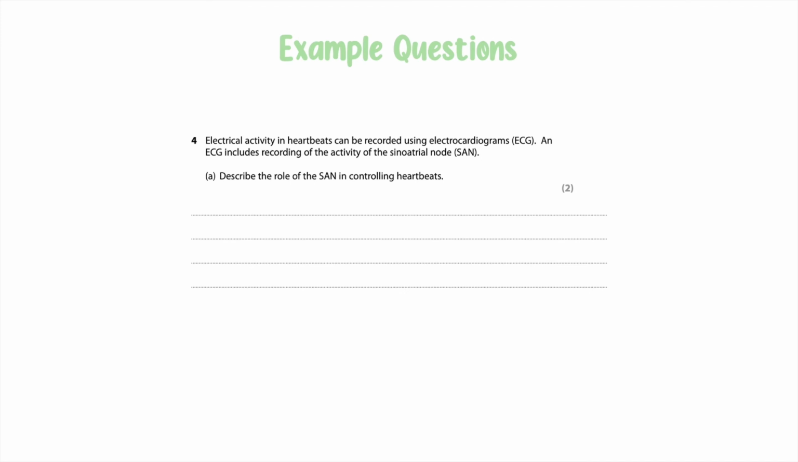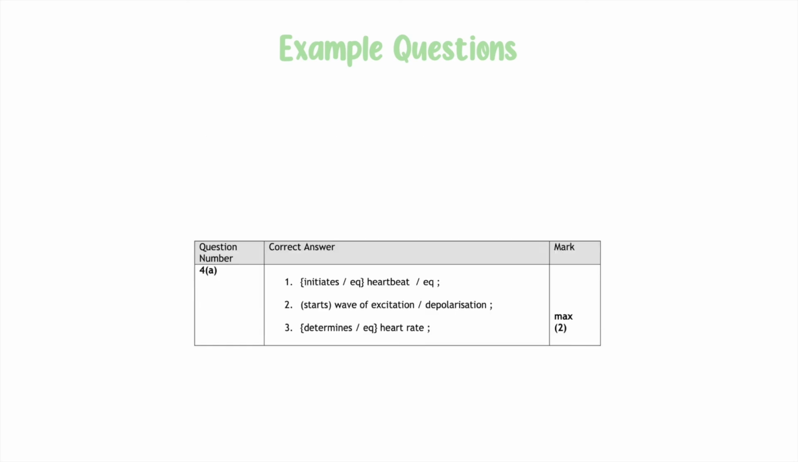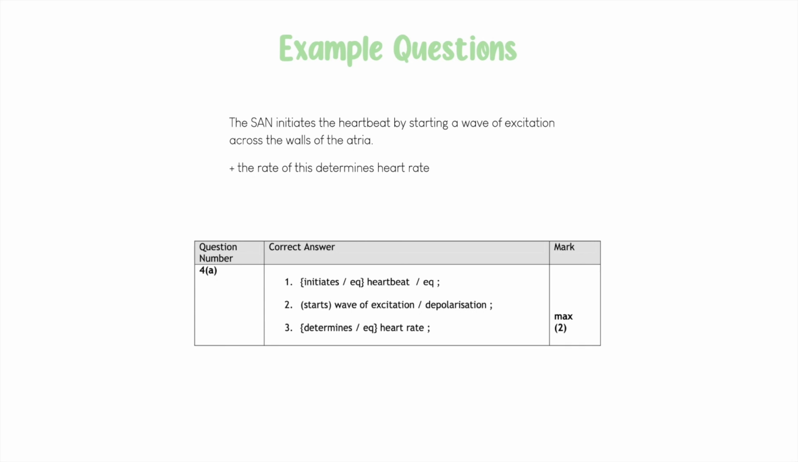The next question relates to the myogenic part. Describe the role of the SAN in controlling heartbeats. So here is the mark scheme and an example answer. The SAN initiates the heartbeat by starting a wave of excitation across the walls of the atria.